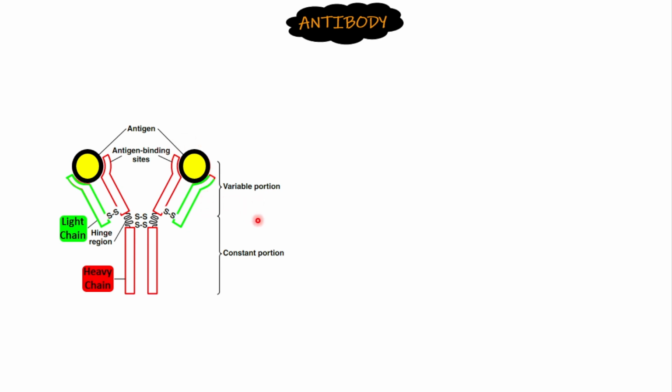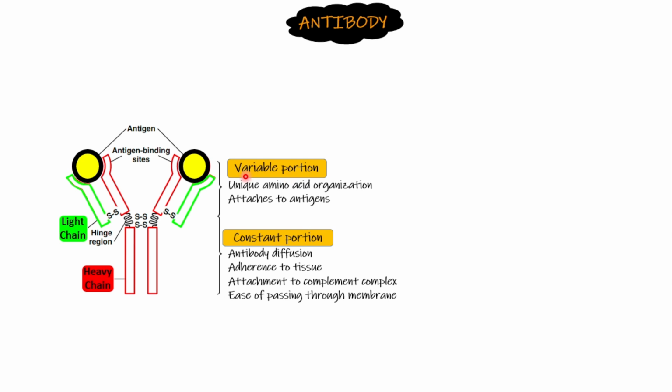So what is the significance of the constant portion? First, the variable portion is attached to antigens. This variable portion is said to be variable because it has a unique amino acid organization. It has a unique amino acid sequence which varies from one antibody to the other antibody.